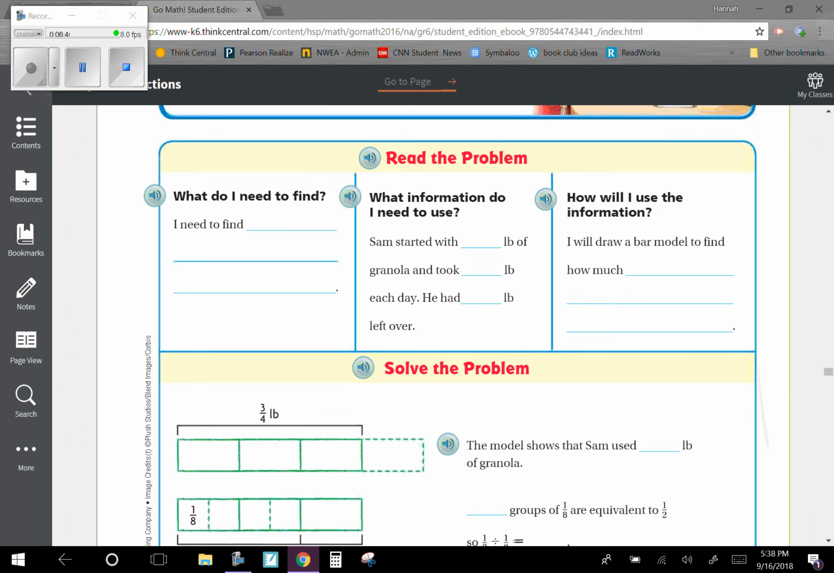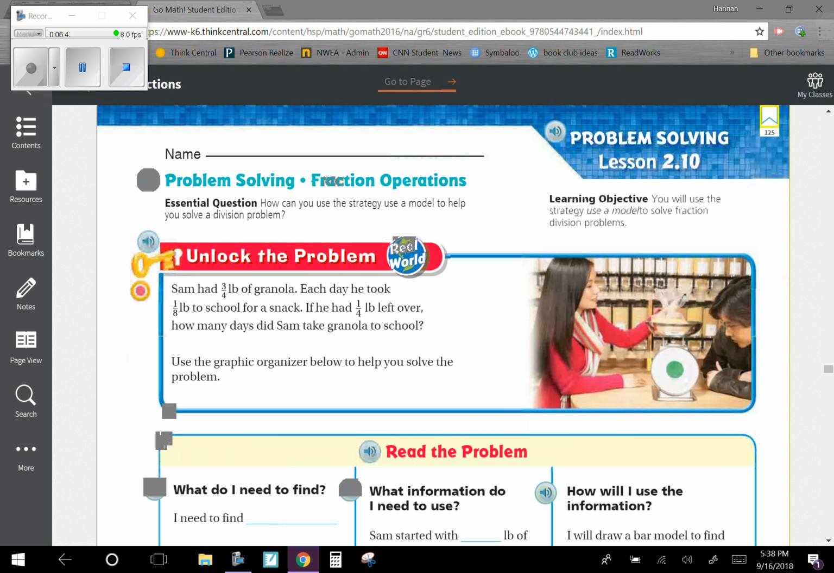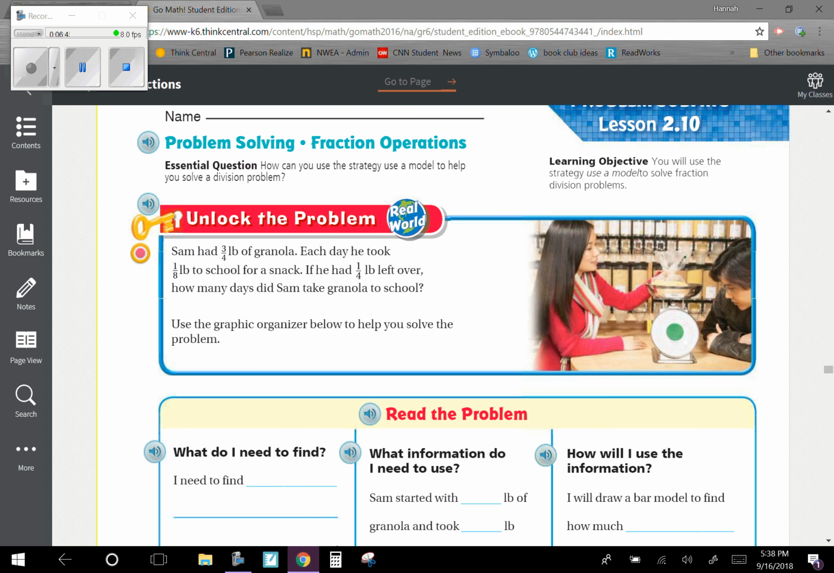If you have questions, please ask your teacher, and remember that our learning objective was you will use the strategy, use a model to solve fraction division problems.